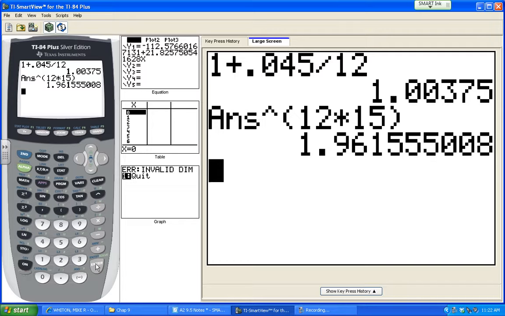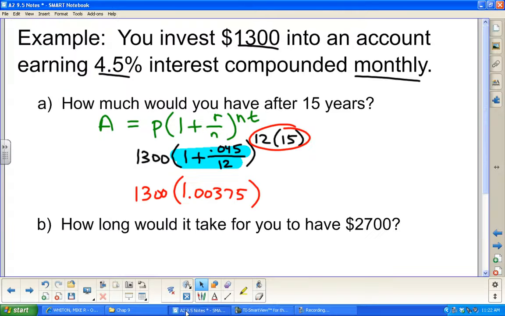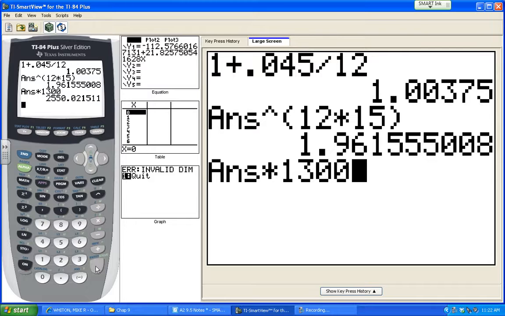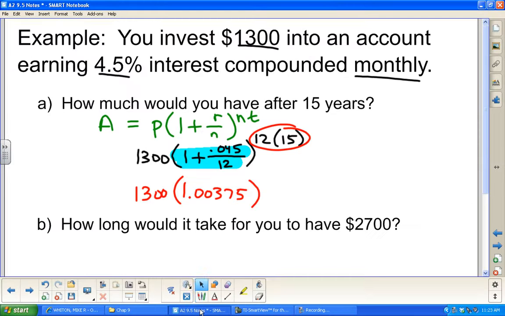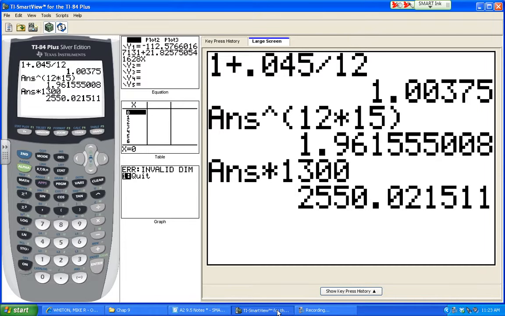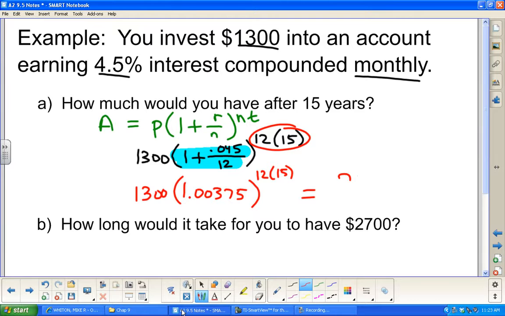So that's 1.961555. Now that number needs to get multiplied by the 1300 that we originally started with. It was 1300, yes. So if we do that, that should give us our final answer. That's how much your money will have grown. You'll now have $2,550.02. So again, we did this exponent part on the calculator already, and that gave us a final answer of 2550.02.